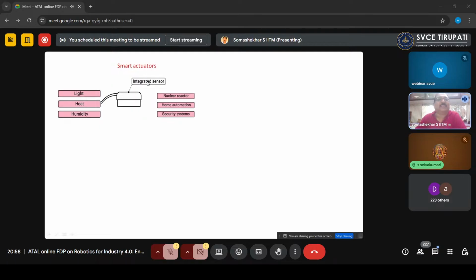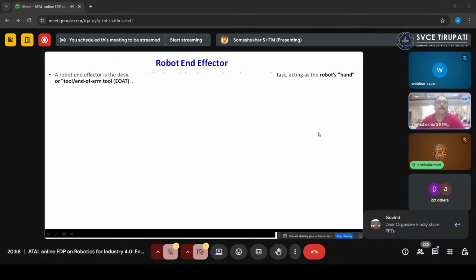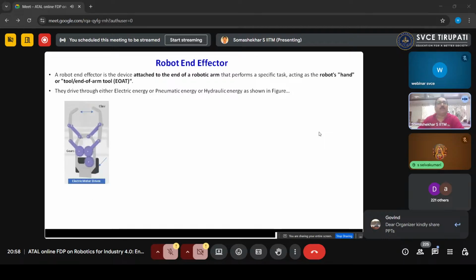It is an integrated sensor, which will be sensing light, heat, and humidity, used for various applications like a nuclear reactor, home automation and security, and soft robots, which have multiple actuators that respond based on the sensor input in the environment. You will see the end effector very quickly. What we call an end effector is a device attached to the robotic arm that performs a specific task, acting as a robotic hand or a tool.